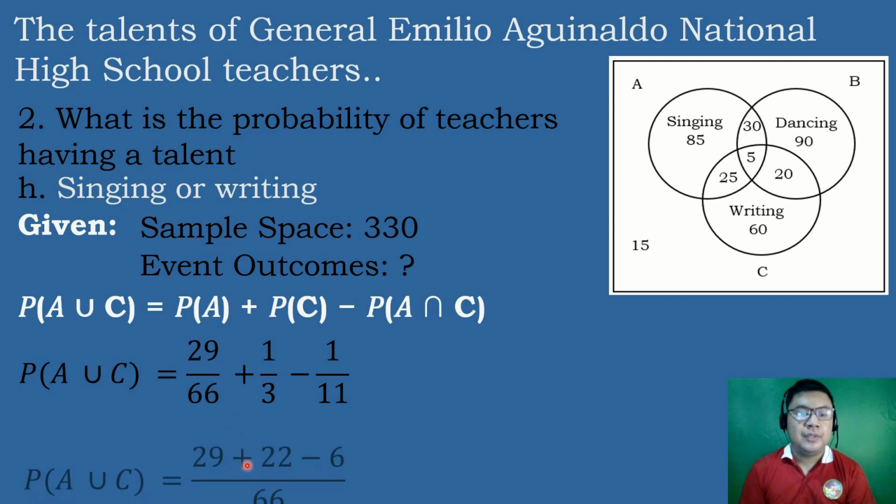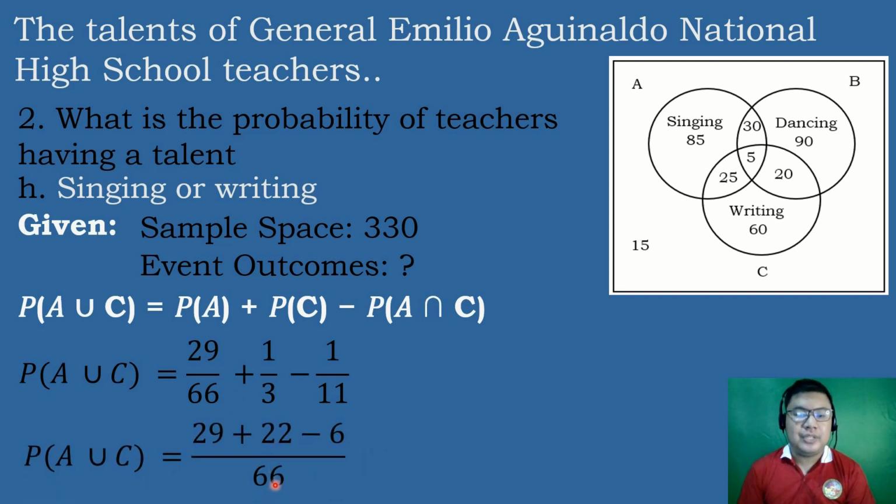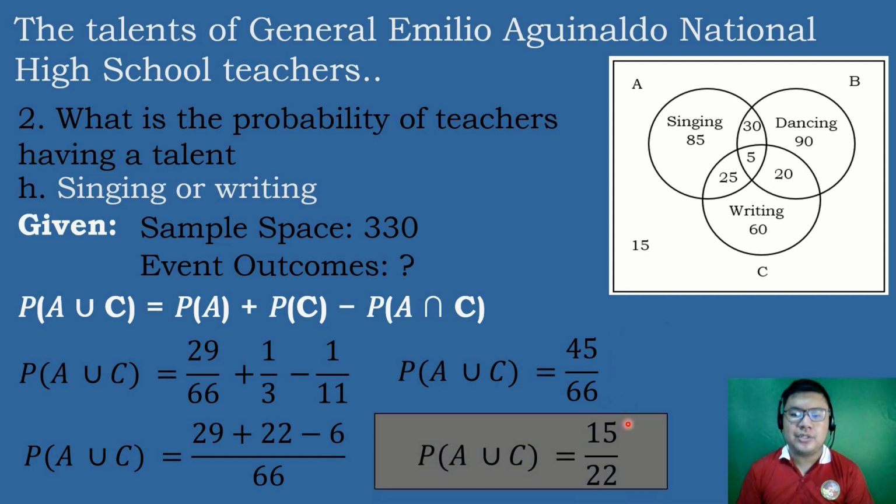And then after that, we will be getting the least common denominator. So 66, 3, 11, the least common denominator is 66. And then 66 divided by 66 is 1. 1 times 29 is 29. 66 divided by 3 is 22. 22 times 1 is 22. And then 66 divided by 11 is 6. Times negative 1 is negative 6. After that, we will just add the numerators. So 29 plus 22 minus 6 is equal to 45 over 66. And get the lowest term, that is equal to 15 over 22.